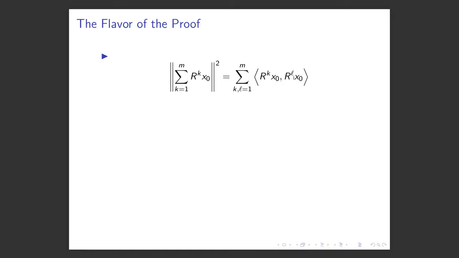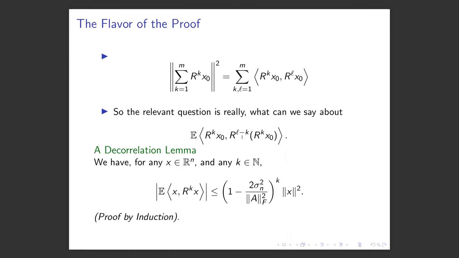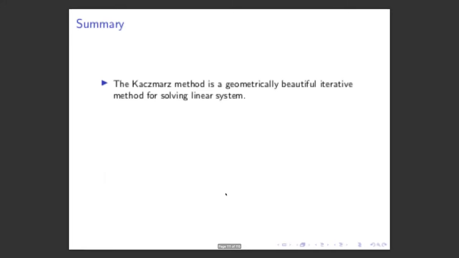You have one initial point, and then you reflect this randomly 50 times, and then you reflect another 25 times. And the question is, what's the inner product? What you really care about is this problem, right? You first reflect 50 times and then another 25 times. So the question is really, what happens if you have a vector and you reflect 25 times? And it turns out there's a very nice decorrelation lemma that says that these objects are decorrelated, and you get this sort of decay. And then it turns out you sum up and things are good.